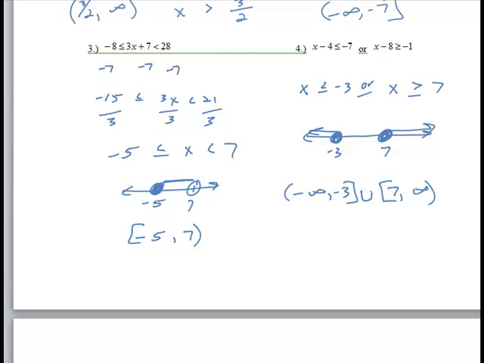And in interval notation, we have a symbol that means OR. It's called the union symbol. It looks like a U, but it stands for the word OR. Not to be confused with this symbol, which stands for AND. Make sure you use the correct one.